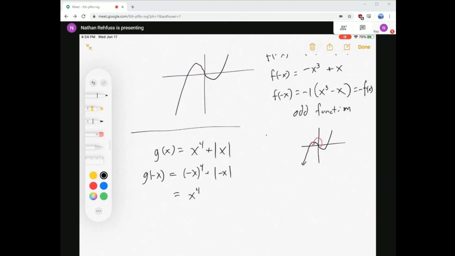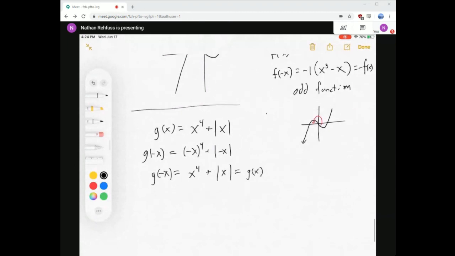Now what's the absolute value of minus x? Well, absolute value doesn't care about negative signs. It drops them, in fact. So this is the same as the absolute value of x. So g of negative x is exactly the same as g of positive x. So this must be an even function.